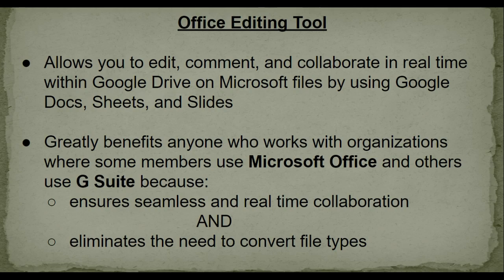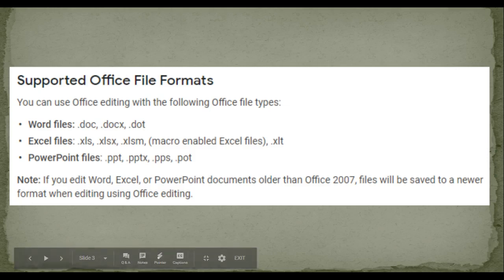So this is a great new feature for anyone who works with people in organizations where some use Office and some use G Suite, because you can now use the great features in G Suite that allow for that real-time collaboration, in addition to not having to convert the file types back into Office. The supported Office file formats are as follows for Word, Excel, and PowerPoint. And so I'll show you how to work between Word and Google Docs, Excel and Google Sheets, and PowerPoint and Google Slides.